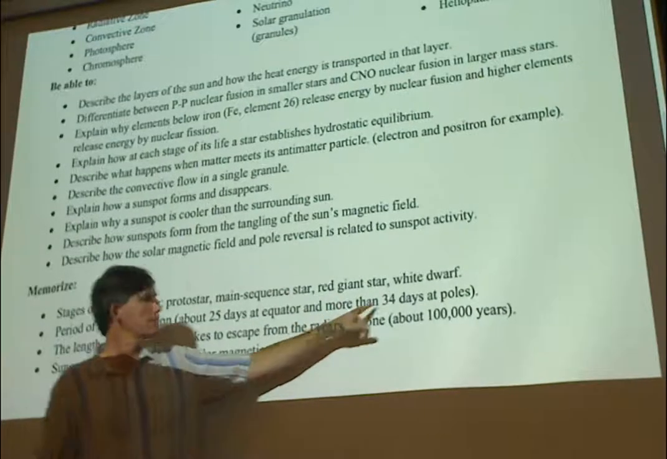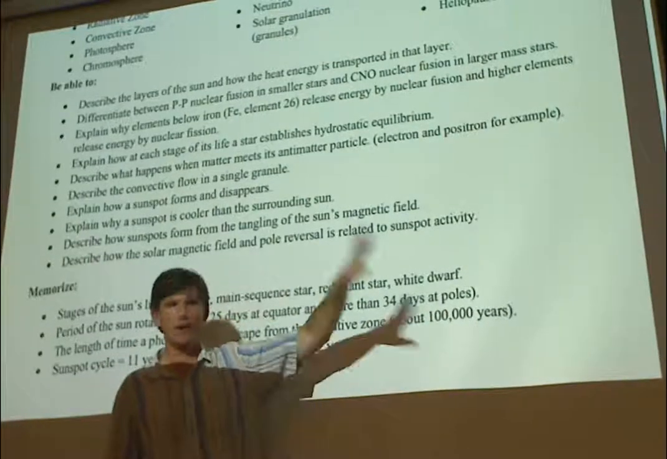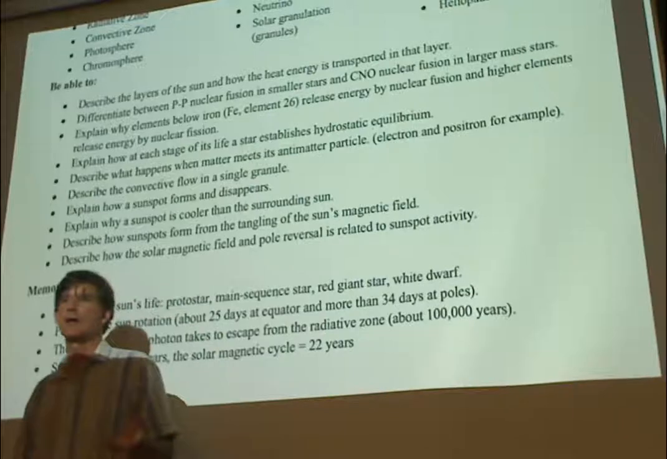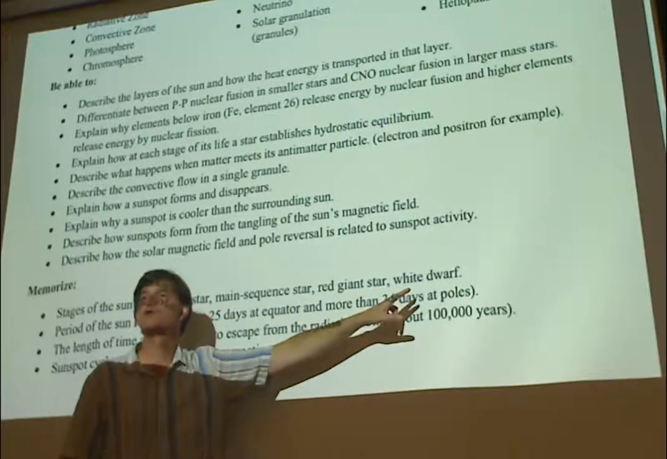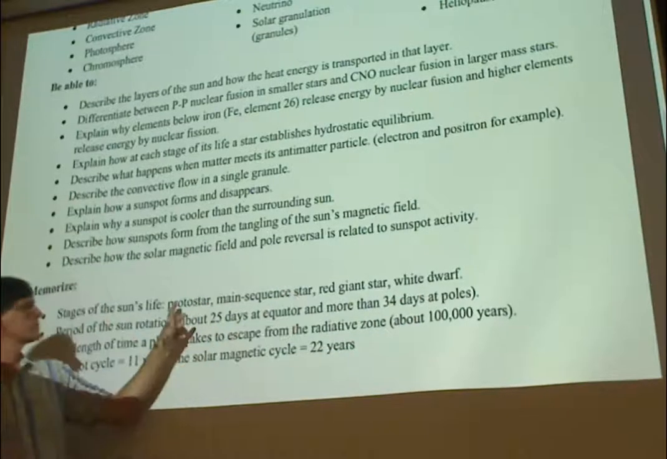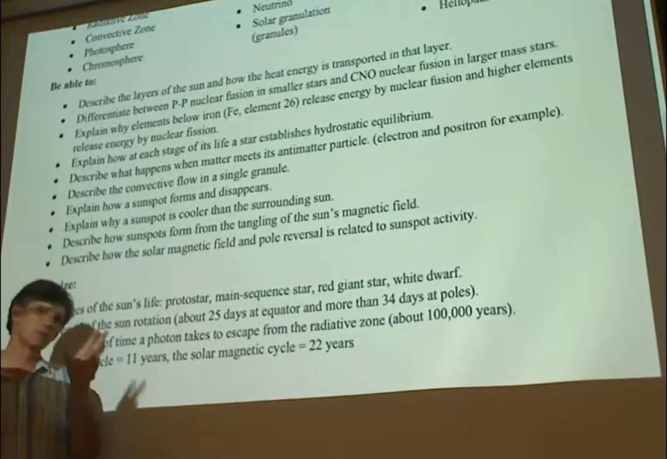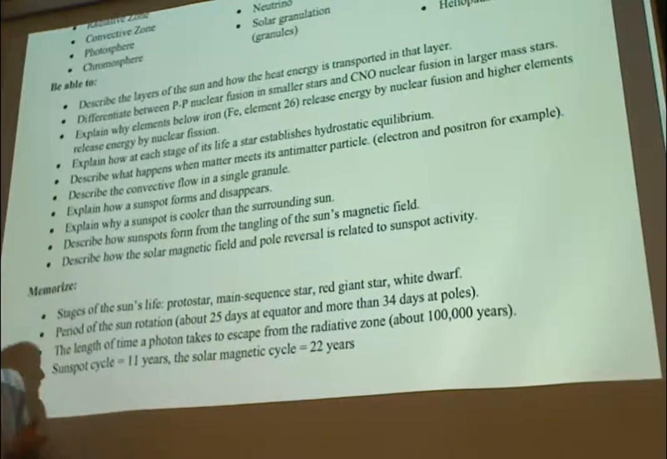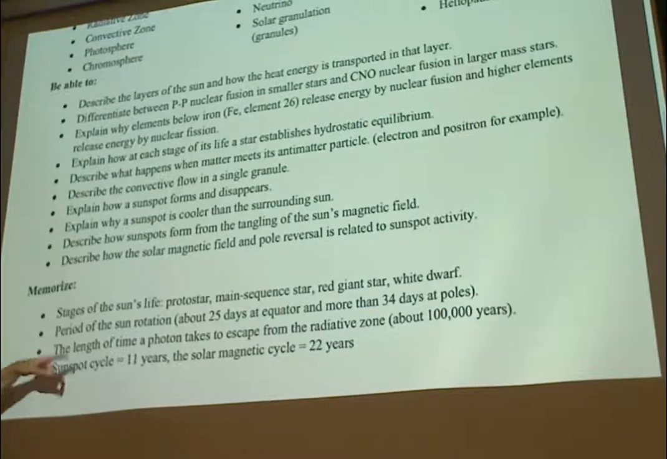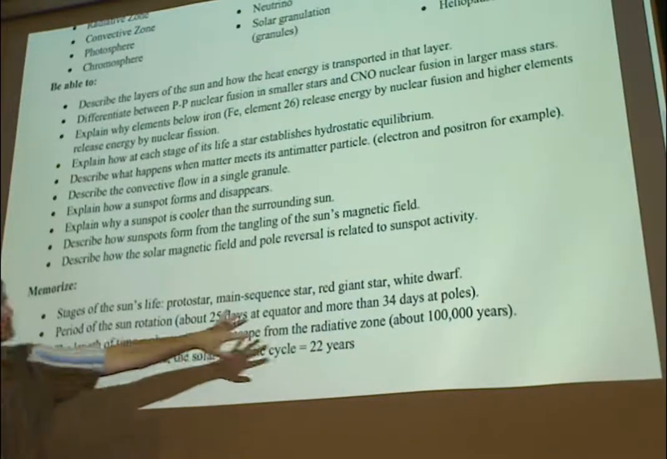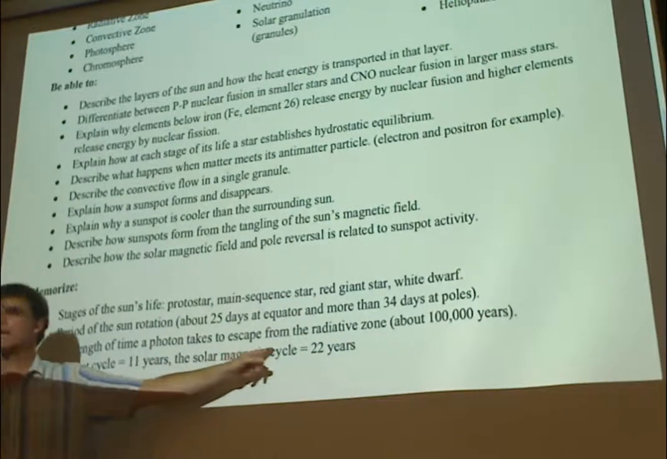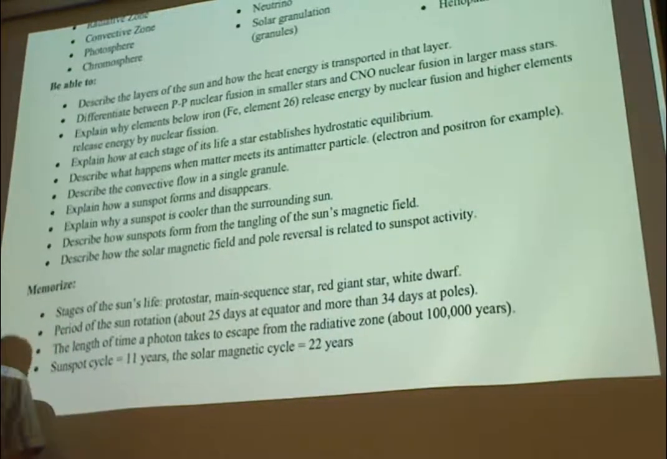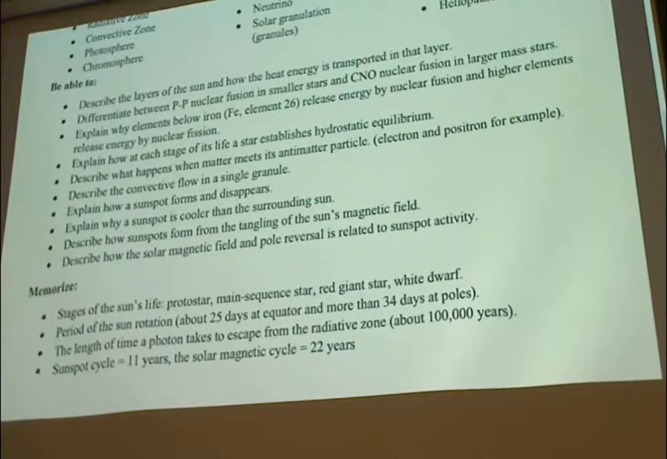Red giant stage? 1 billion years. White dwarf stage? Long. Yeah, maybe a trillion years, right? So which one is the longest? White dwarf. Which one's the shortest? Protostar, right? So the time of formation is pretty quick, relatively speaking. Okay. Rotation of the sun, we already mentioned. 25 days at the equator, 34, 35 at the pole. The length of time a photon takes to escape, we said, was 100,000 years. Okay? So we've got that. Moving right along.